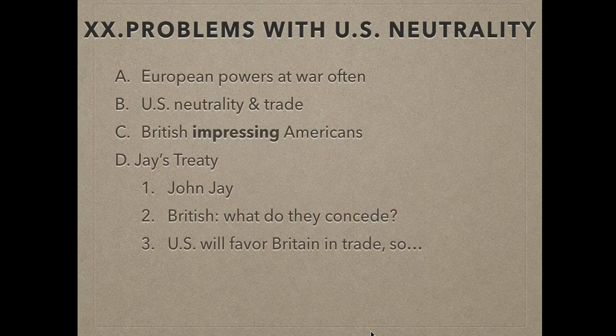So when John Jay goes to Britain, what ends up happening is that the British, in number 2, where I say British, what do they concede? You can write very little. Okay, so they really concede very little.